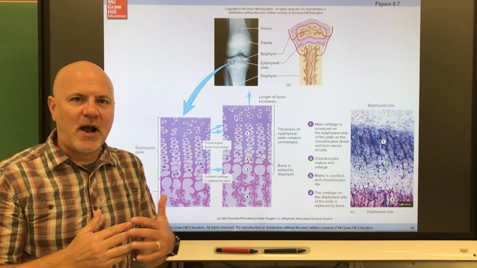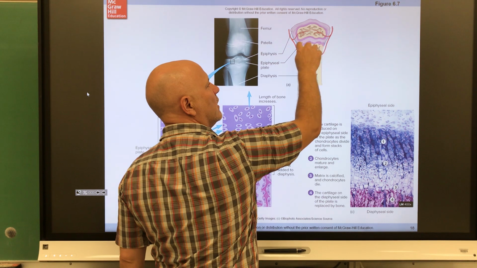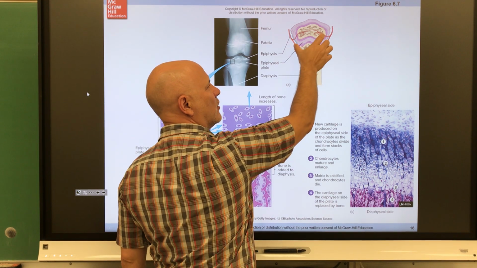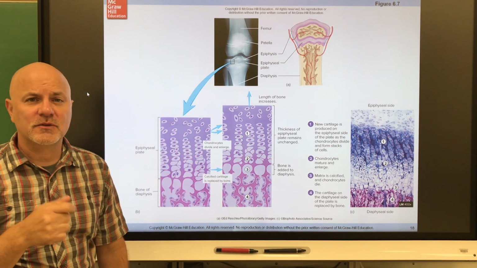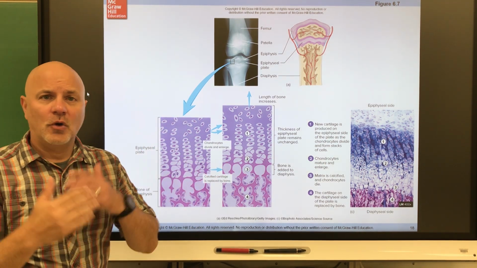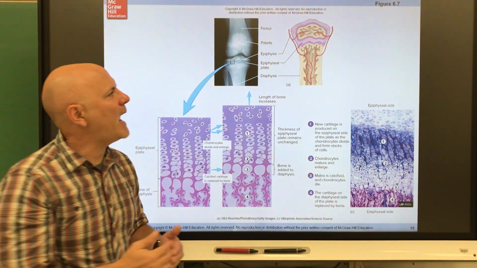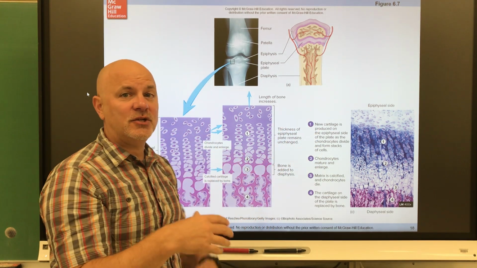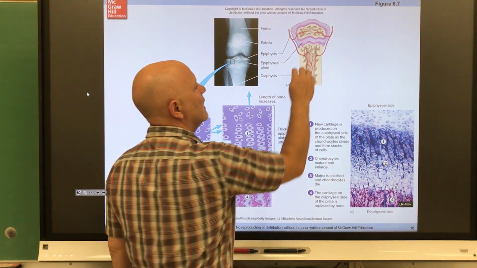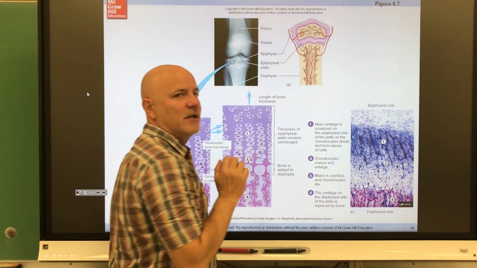So we have two processes occurring here. We have making new cartilaginous cells here, making new cartilage, that lengthens the bone. And the other process is we're converting that cartilage to bone. So hormones are going to control both of these processes. But what's eventually going to happen here is this area, what is known as that zone of calcification, where we convert that cartilage to bone, is eventually going to overrun all the cartilage in the epithelial plate.